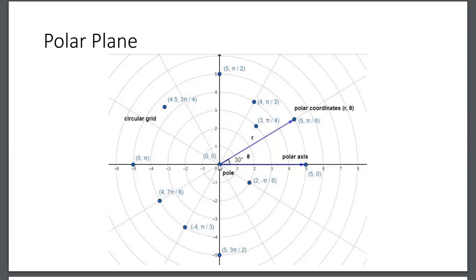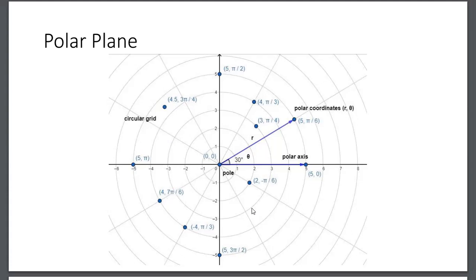0, 0 is the pole. 5, pi is over here. So pi is halfway around the circle, and 5 is the r, which stands for radius here.